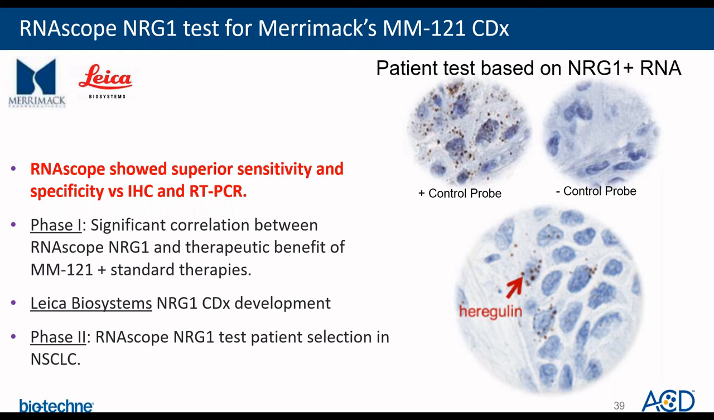Whereas it was enough for detection with RNAscope, and as we can see here, these dots are the heregulin message that was detected in the small biopsy. And this is a negative control probe. This is a positive control probe, and the clear background with negative control and the good staining with positive control is giving us the confidence that the signal that we are seeing with heregulin is a real signal.